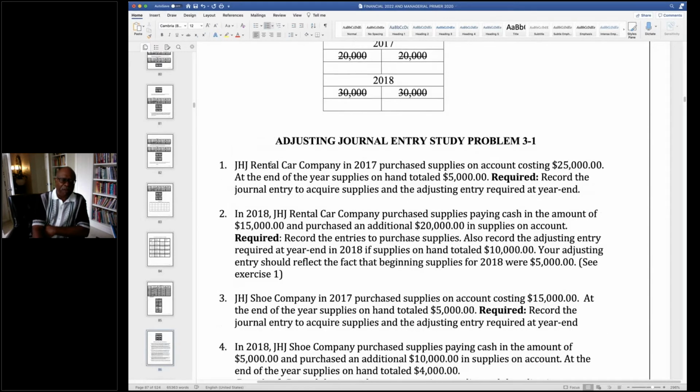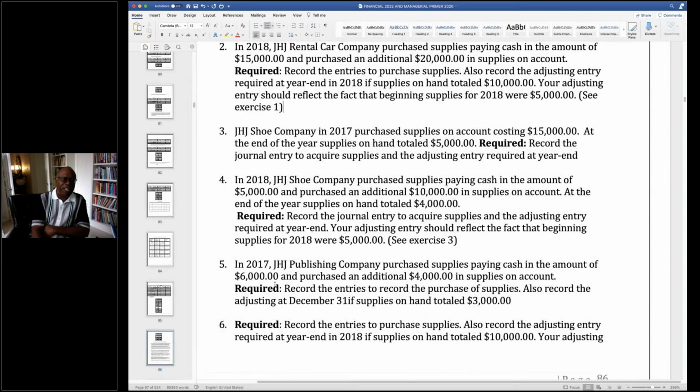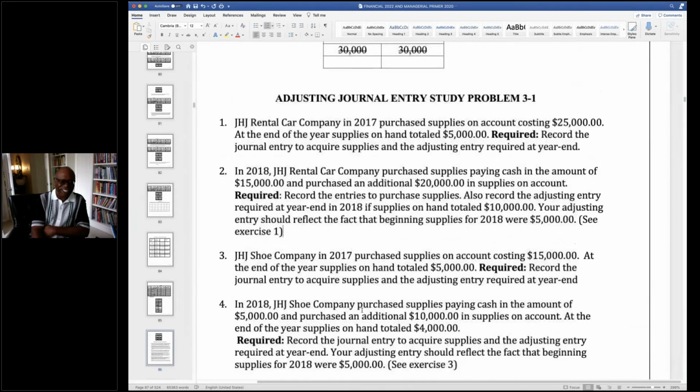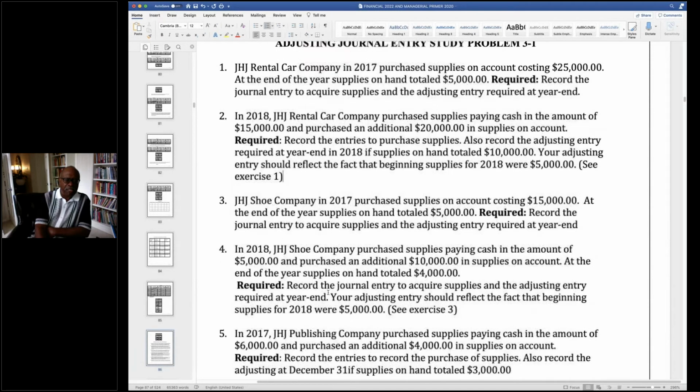No, you've got to read. Rental car company. Shoe company. Publishing company. Oh, okay. Wow. That's why I said I skimmed through. I didn't even read them all. Probably should have actually read it. All right. So the companies change up. They're kind of in twos. So that's a good point. You see it goes from a rental car company to a shoe company, then to a publishing company.